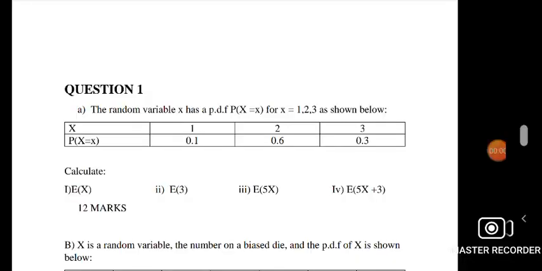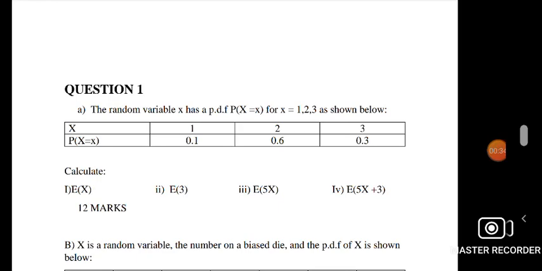This video is on probability distribution, and I want us to see how to handle questions under that particular topic in statistics. We have question 1 saying the random variable x has a PDF, a probability density function, of probability of x being 1, 2, or 3 as shown below. So the random variable x can be 1, 2, or 3. If it's 1, the probability is 0.1. If it's 2, the probability is 0.6. If it's 3, the probability is 0.3.